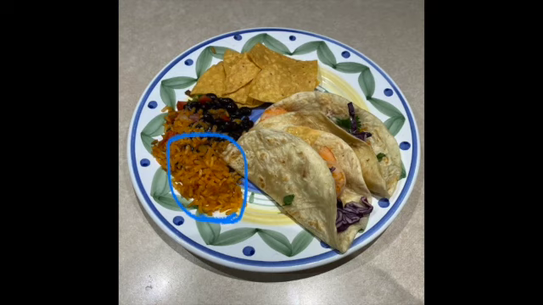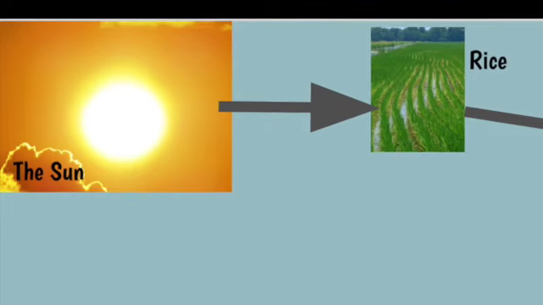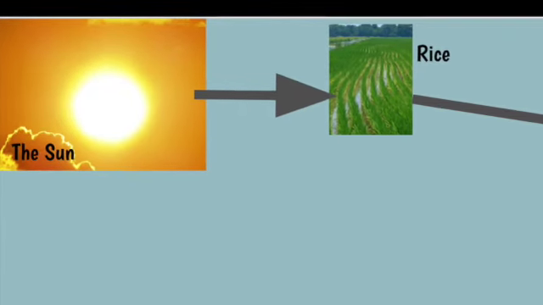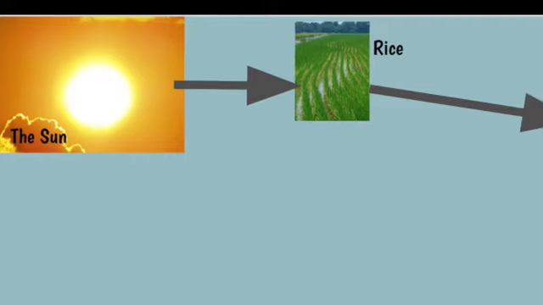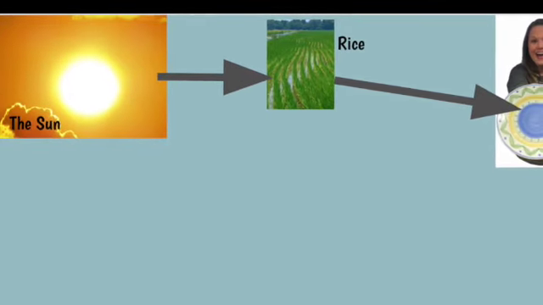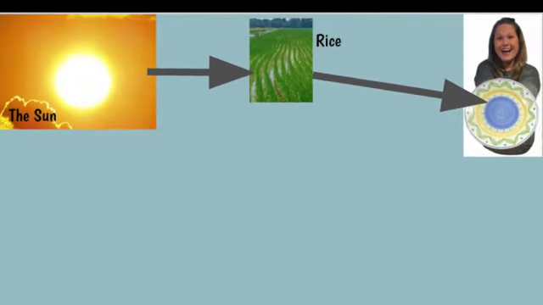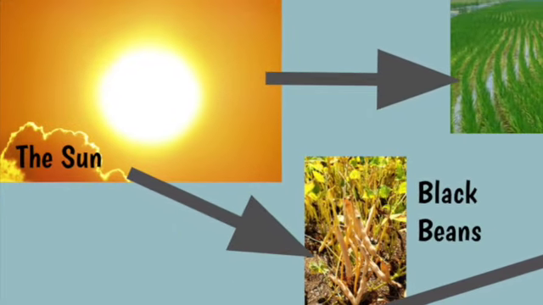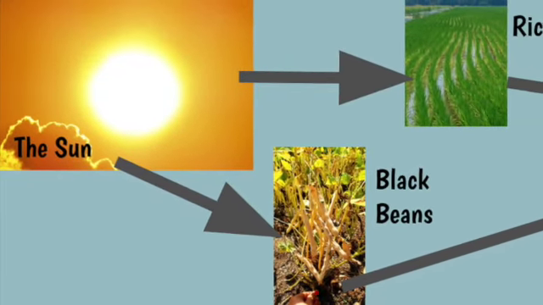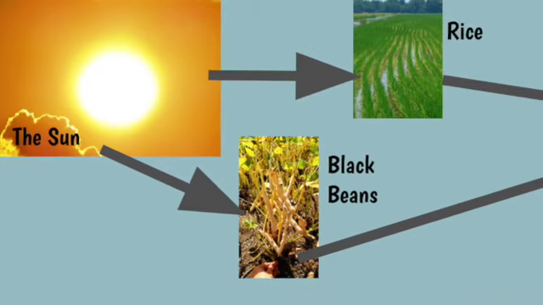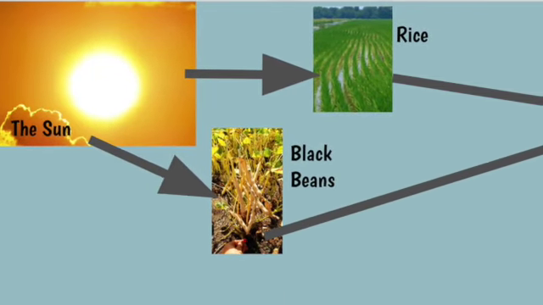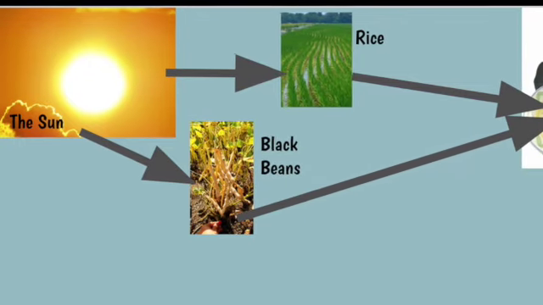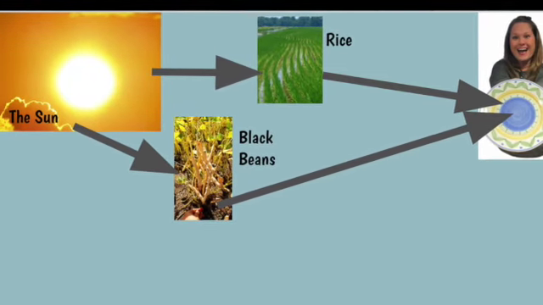First up on my plate is rice. Rice comes from a plant, so what happens is the sun's energy transfers to the rice, and then the rice's energy transfers to me when I eat it off my plate. Let's trace the energy for my black beans. The energy from the sun goes to the black beans because they are the edible seeds of the plant. And then the energy from those black beans is going to me when I eat it off my plate.